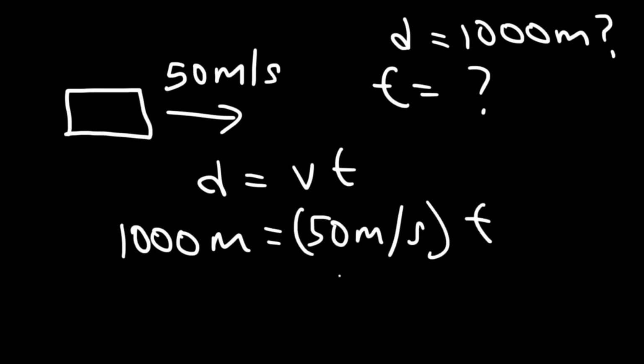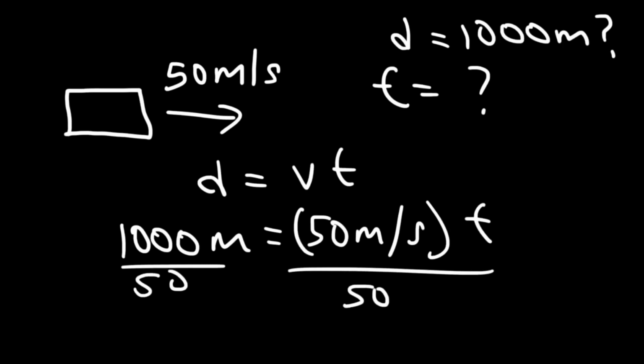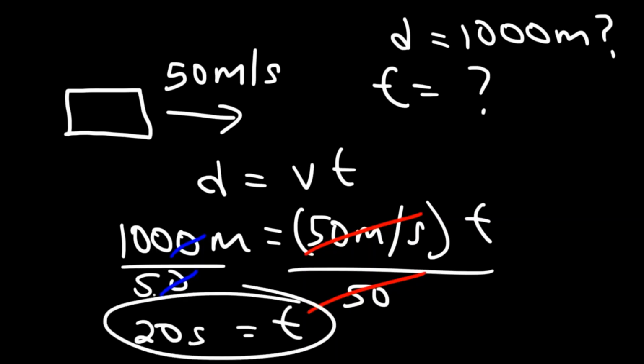So we can divide both sides by 50. So you can remove the 50. And you can cancel the 0. So the time is 20 seconds. So it means that it takes 20 seconds to travel the distance of 1000 meters.